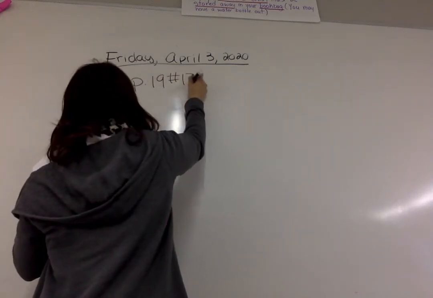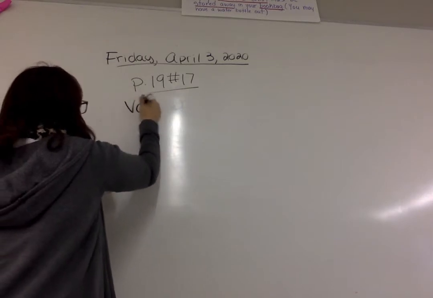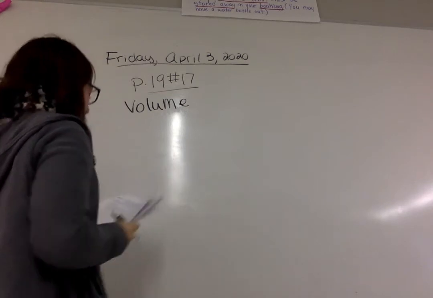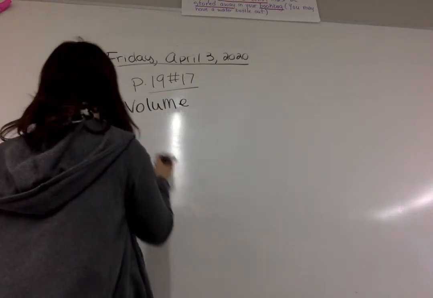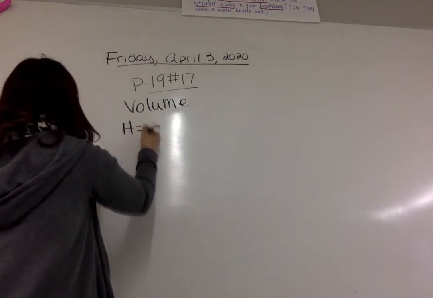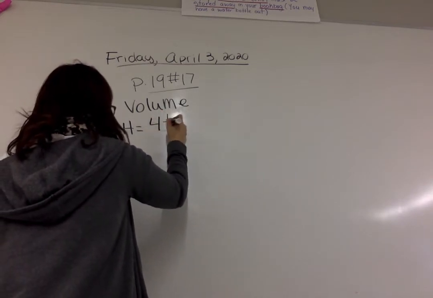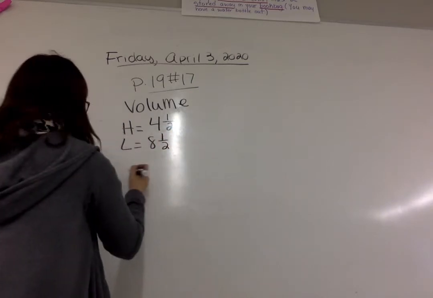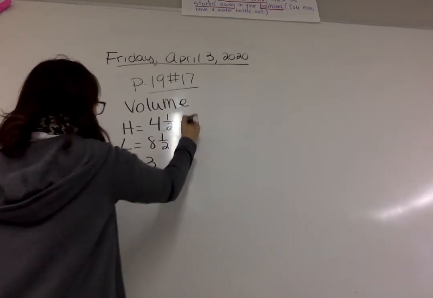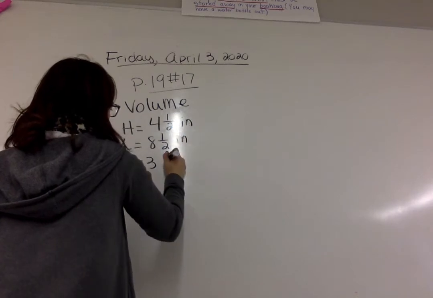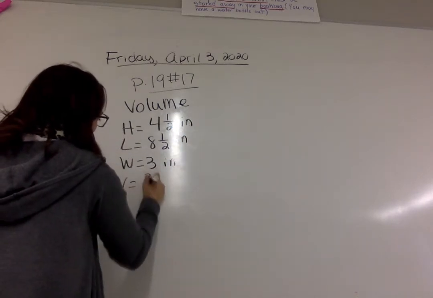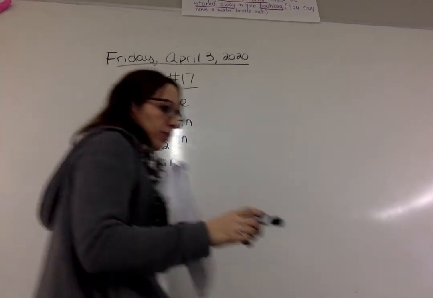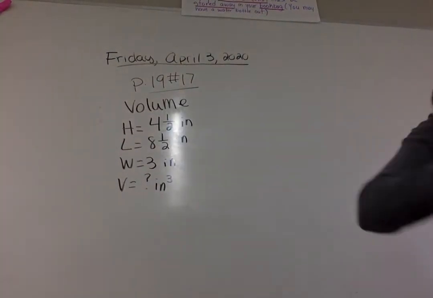Number 17, it's volume. Okay, so volume. We have a rectangular prism. It has a height of 4.5 inches. It has a length of 8.5 inches. And it has a width of 3 inches. Make sure I write inches. We need to figure out the volume of this rectangular prism. So first off, I need to know what the volume formula is.